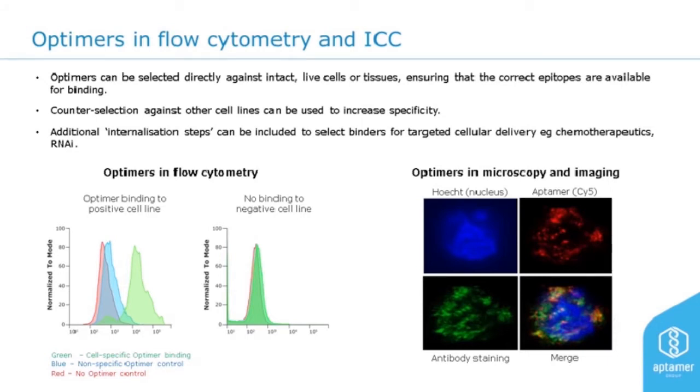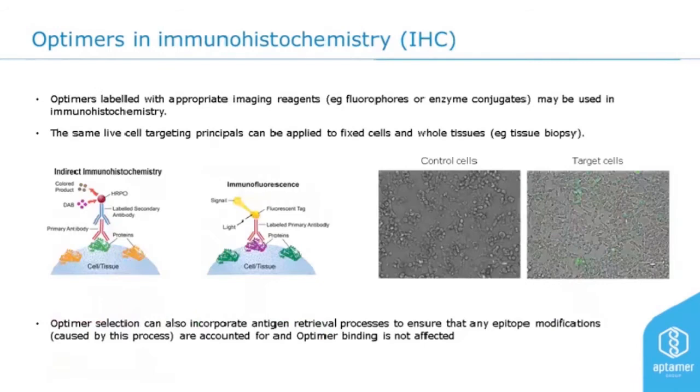What you can see on the right-hand side is the use of similar aptamers in imaging applications. So in this case, we've labeled the aptamer with a red fluorophore, Cy5, and what you can see quite clearly from this is these particular aptamers are targeting the protein of interest, but they're doing that in the context of a whole cell, and they have made it into the nucleus and are binding to the target there. So this is a good use of aptamers as imaging reagents and flow cytometry reagents. You can also use these, as I mentioned, in IHC. And in this application, they're almost identical to the way you would use an antibody.